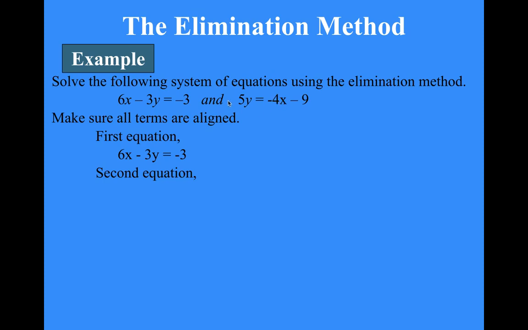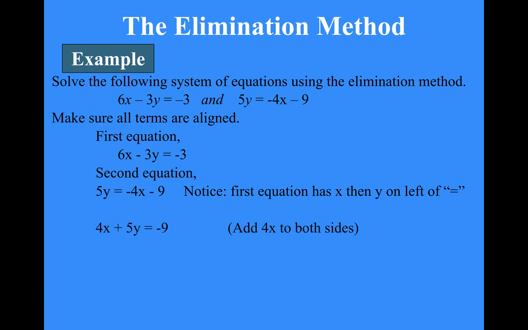I'm going to move my x term over. So if the original was 5y equals negative 4x minus 9, I'm going to add 4x to both sides. And I'm going to get 4x plus 5y equals negative 9. Okay, now x term, y term equals number, x term, y term equals number. They're aligned. Okay, now I can move on to my step where I choose what variable I want to eliminate.